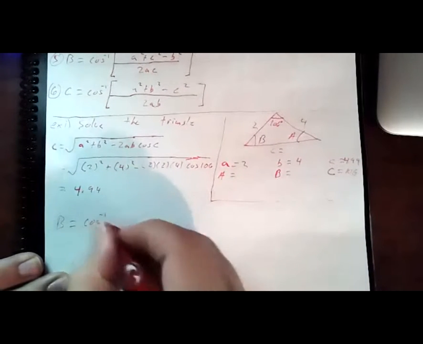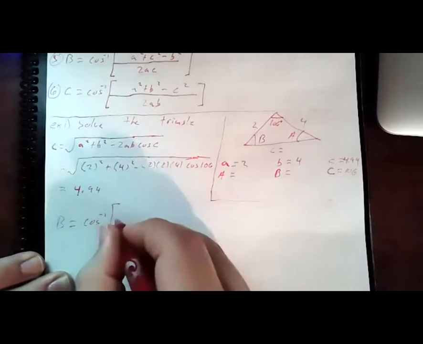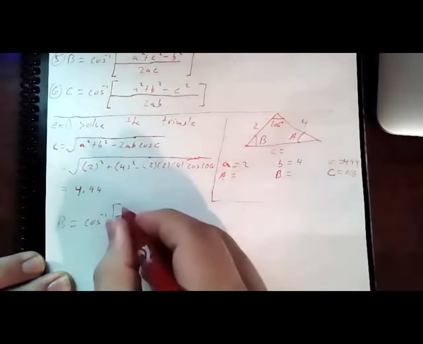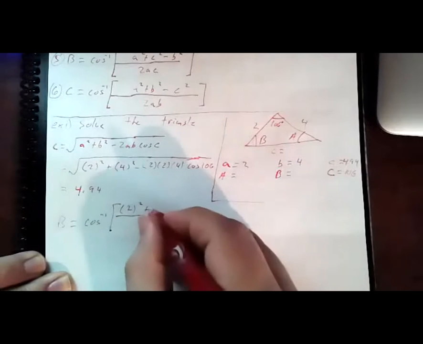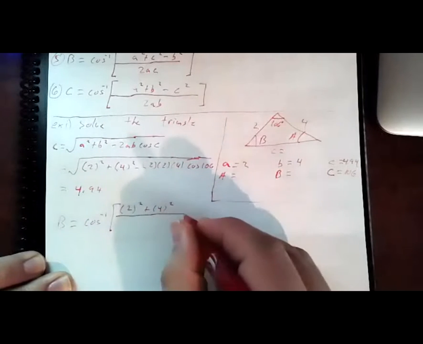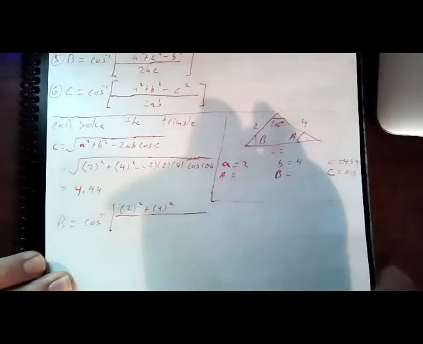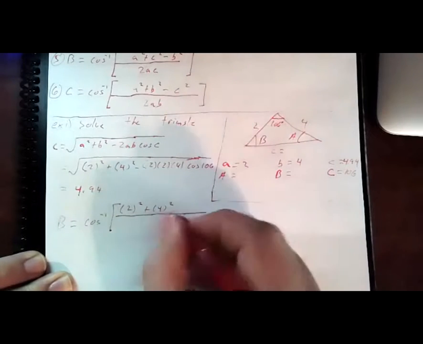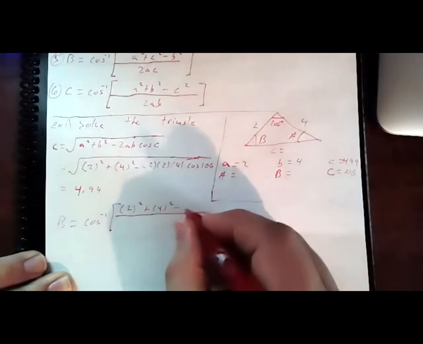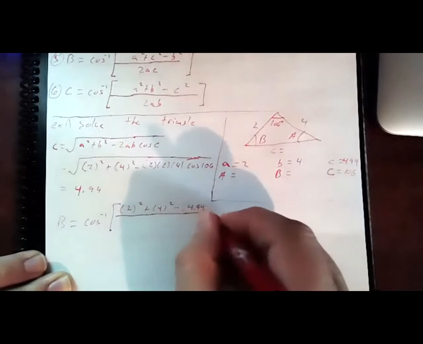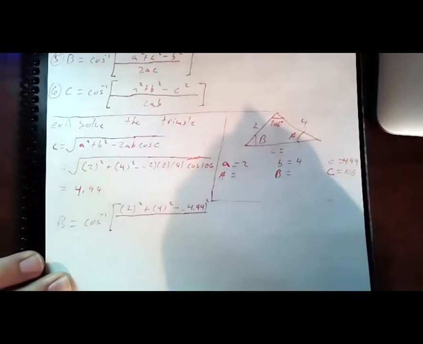So B is equal to cosine inverse of 2 squared plus 4 squared minus c squared. Where is it? Yeah, 4.94. Well, for B, wouldn't it be 2 squared plus 4 squared minus 4, or 2 squared? Yes, yes.